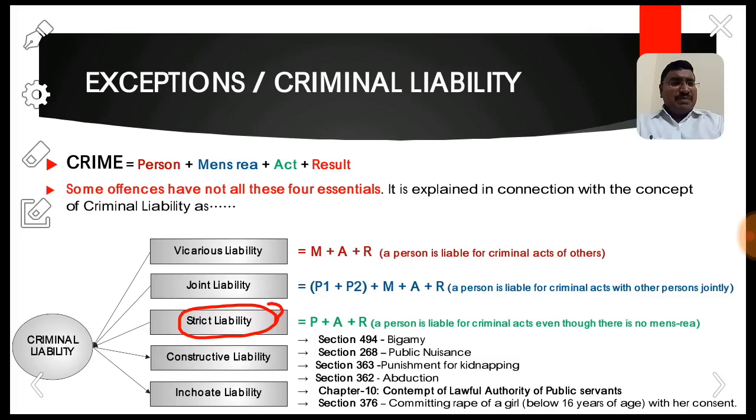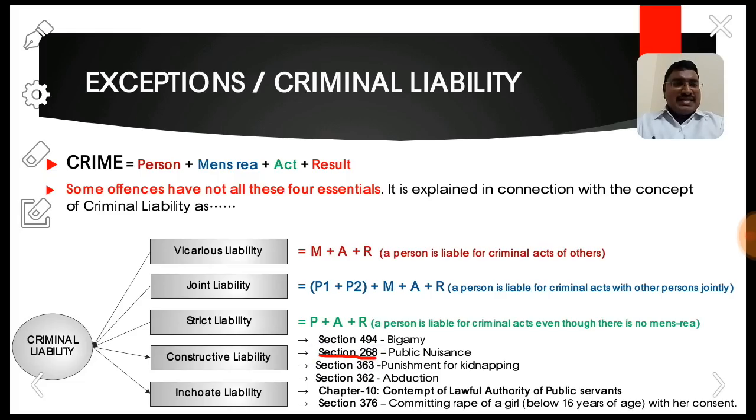Here he committed bigamy. The court does not consider whether he has ill intention or not. The court never considers the guilty intention of the person with regard to section 494. He is strictly liable for the act committed by him, even if there is no mens rea on his part.